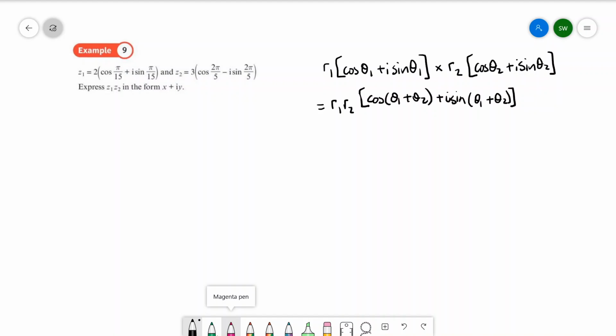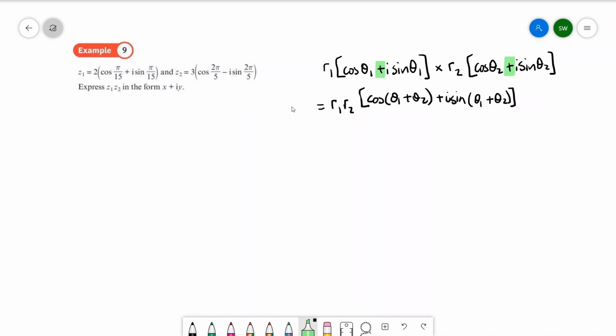Example 9 looks almost identical to example 8. We've got two complex numbers written in modulus argument form, and we want to multiply them together, z1 times z2. Now, you could think that you could just use this formula straight away, and we know how to use this formula. We would times the moduluses together to get the new modulus of the product, and we would add together the arguments.